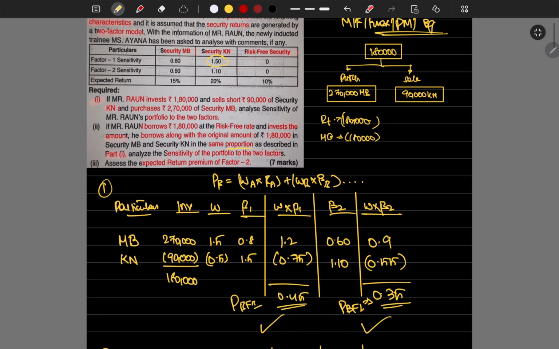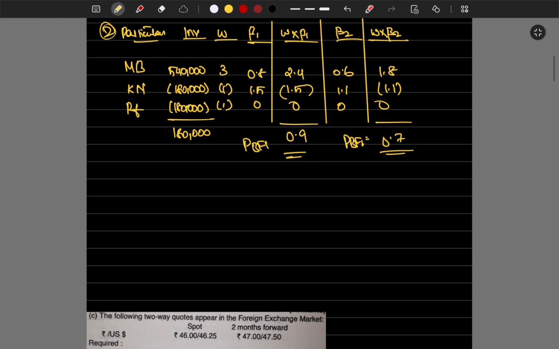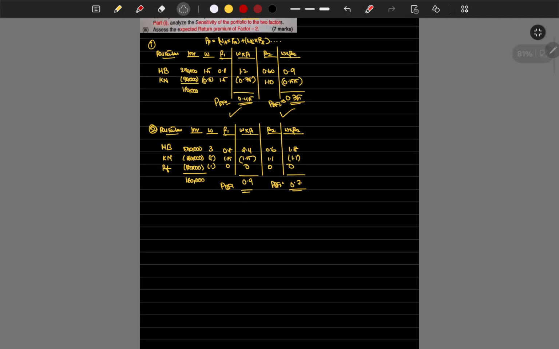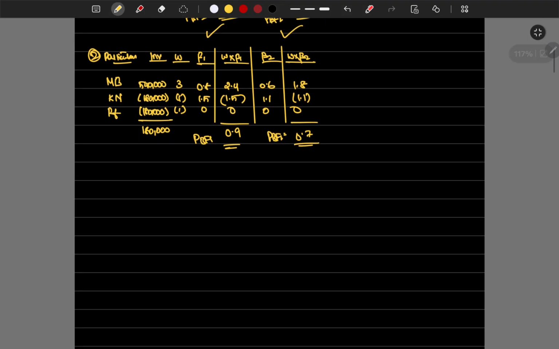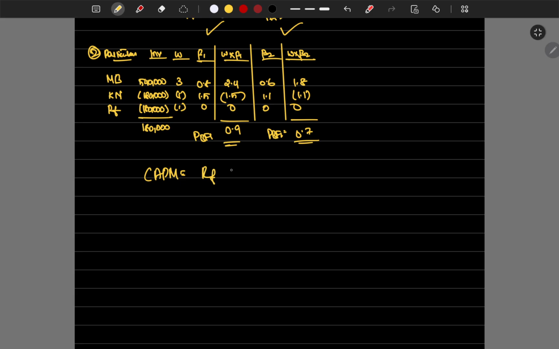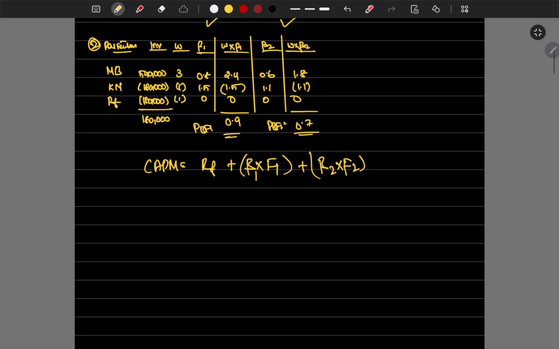The third one they are asking is to find out the expected return premium of factor 2. Expected return premium we have to find out. How we are going to find out is, okay, now, what's the CAPM formula? In case of a multi-factor model, RF plus beta 1 into factor 1, plus beta 2 into factor 2. What they have asked us to find out is factor 2.